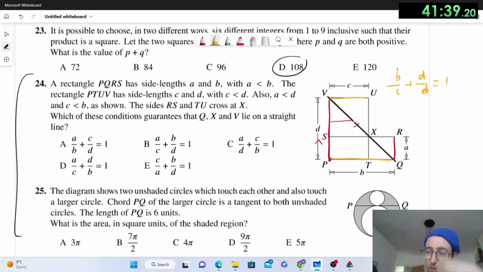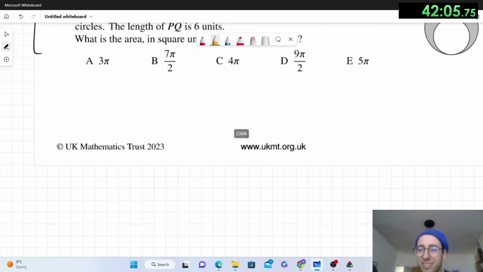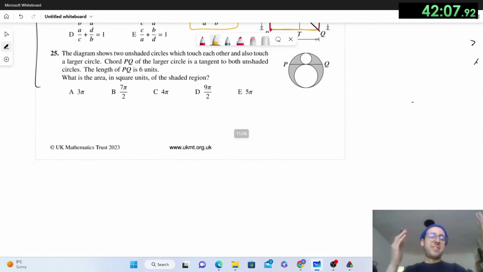Is that one of my options? Nope. But A over D plus C over B, that's an option. Absolutely no idea why. Does D need to equal B? Nope. Absolutely no clue. No idea. Okay.